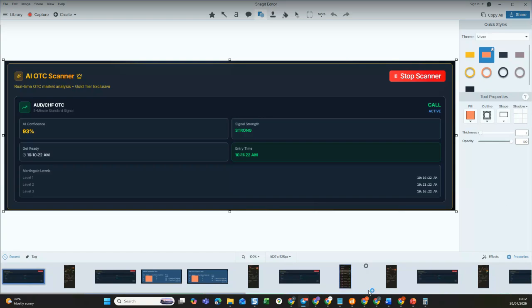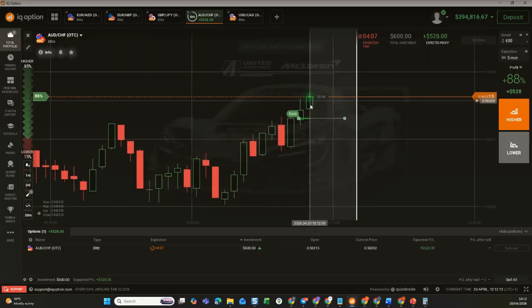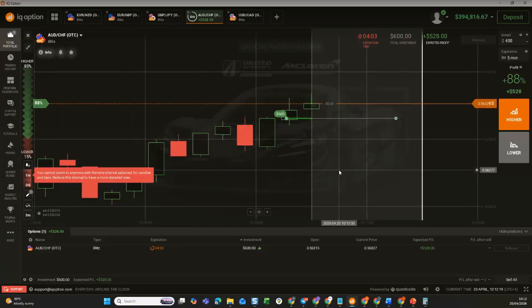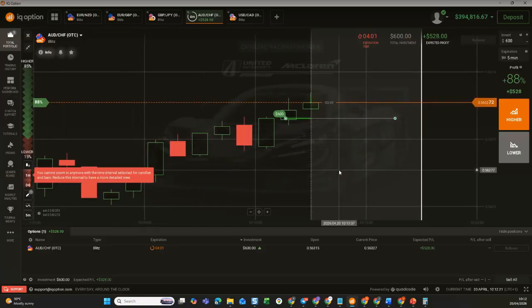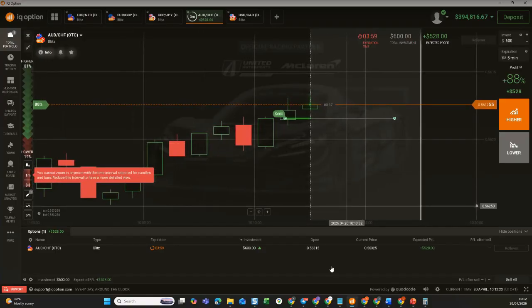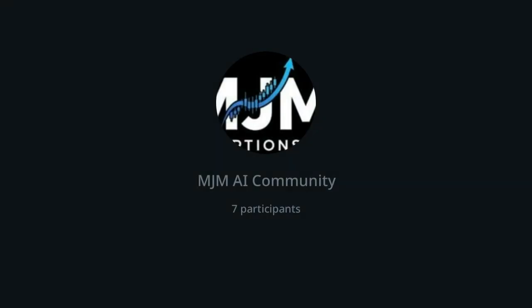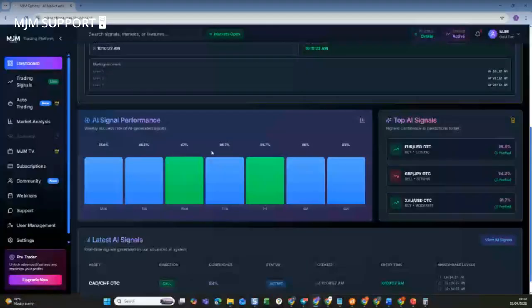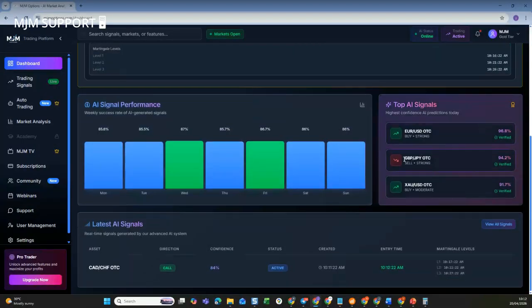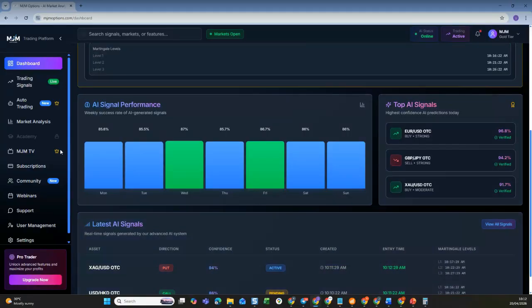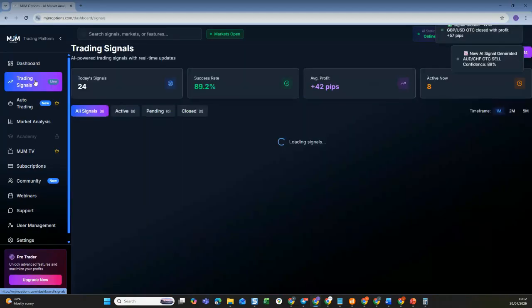Now we're on the signal. Like I promised, I was going to be explaining the remaining parts of the website to you guys. The next thing we have here is the AI signal performance for the last 1 week. We have the top AI signals here. We have the latest AI signals. This is like a notification bar for signals. Then the next thing we have here is the trading signals.